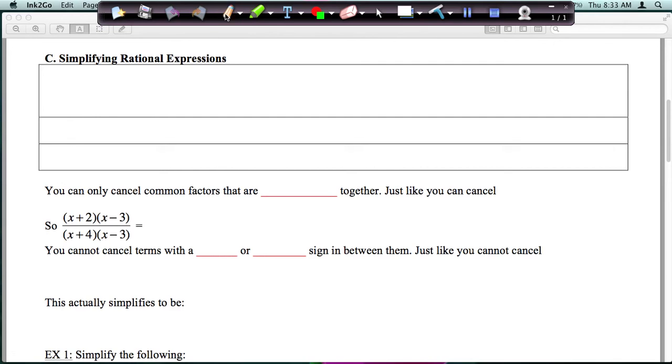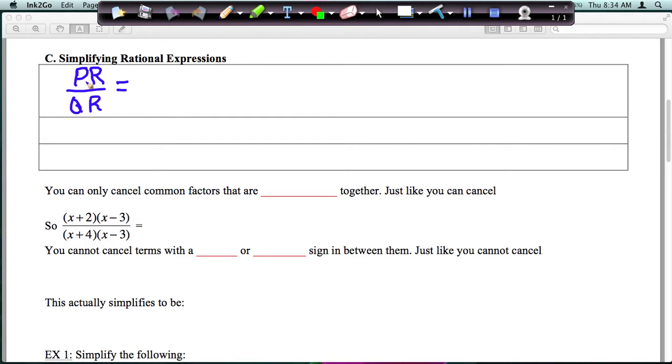Let's talk about how to simplify rational expressions. In general, if you have something like P times R over Q times R, this term right here, R, is the same as this term right here, R, so you can simplify by canceling those out.